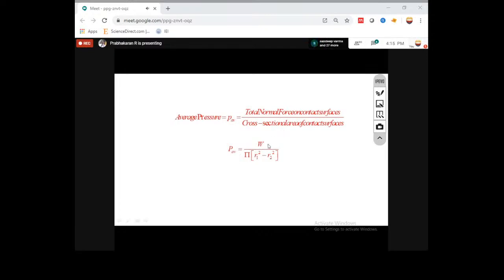Total force means W. Cross-sectional area, we know, is pi r square. That is for the solid. For the hollow, it means pi (r1 square minus r2 square).